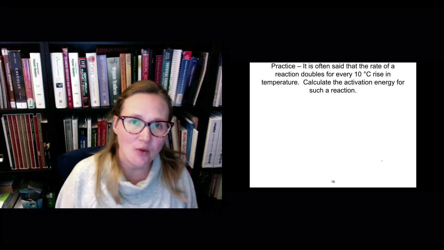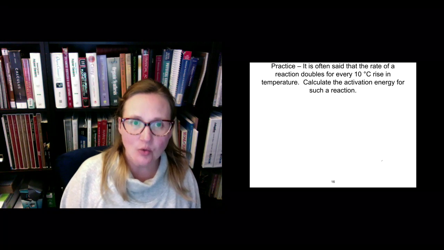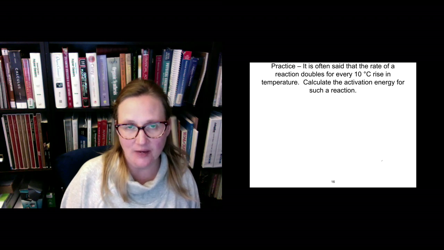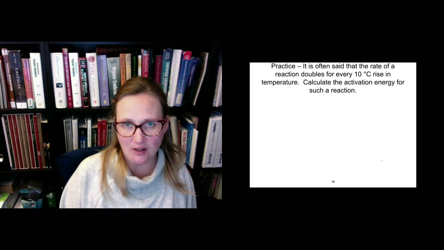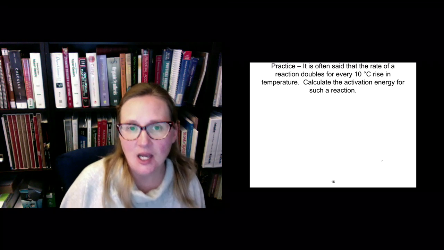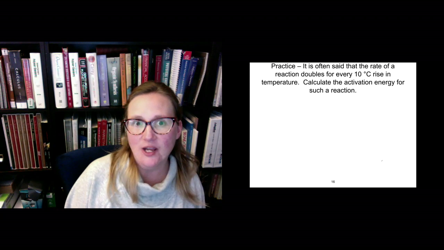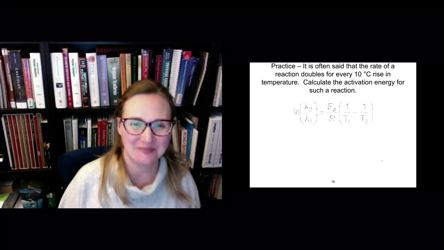All right, so one more problem. So kind of a rule of thumb that chemists have is that the rate of reaction is going to double every 10 degrees in temperature. So this is what I was taught early on as a graduate student. So let's check to see if that's the case. Or better yet, let's see what the activation energy would be if that were the case.